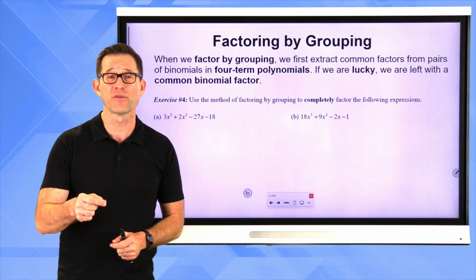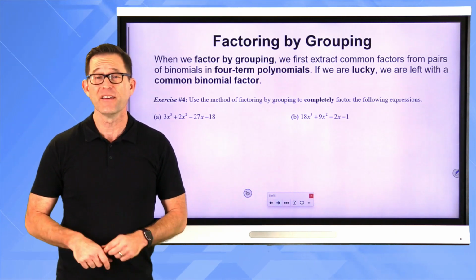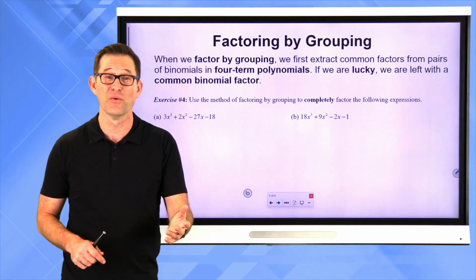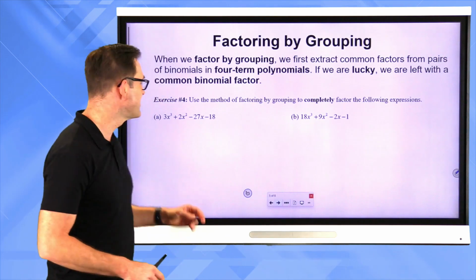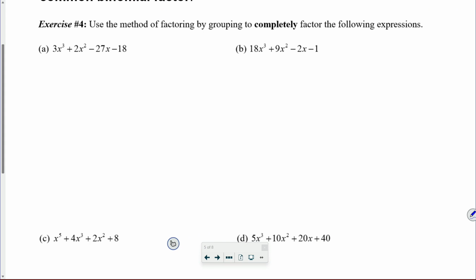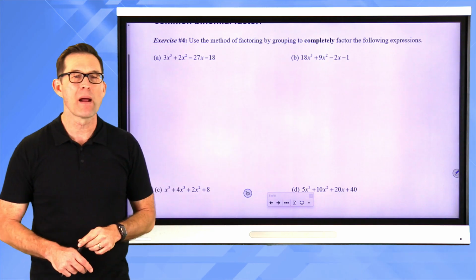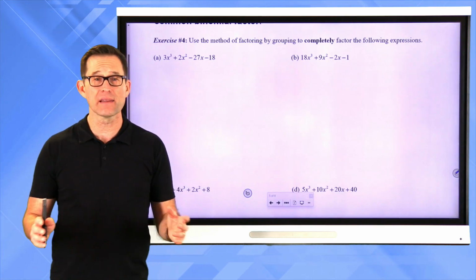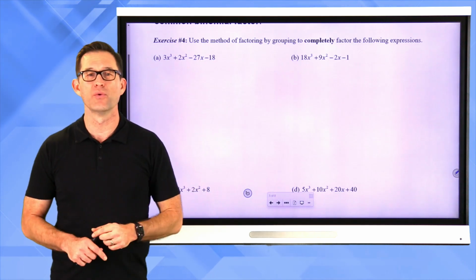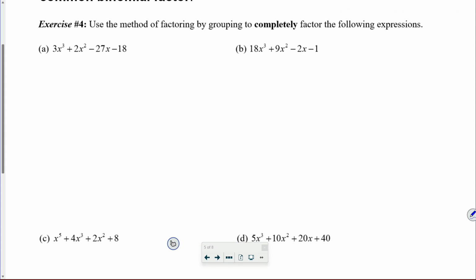Just like you can't use the difference of perfect squares on a trinomial, you can't use factoring by grouping on all 4-term polynomials, except for the ones that we're going to do today, because that's the whole point of the lesson. So let's see how this works in exercise number 4. Use the method of factoring by grouping to completely factor the following expressions. Now remember, to completely factor means to not leave anything that can continue to be factored. So let's walk through letter A together. We've got 3x cubed plus 2x squared minus 27x minus 18.